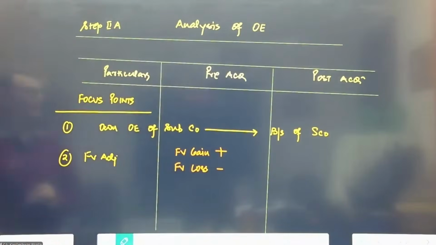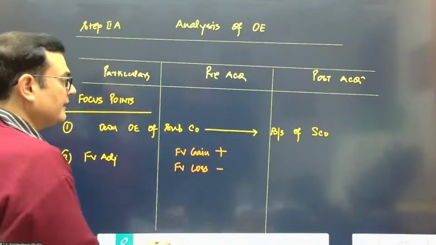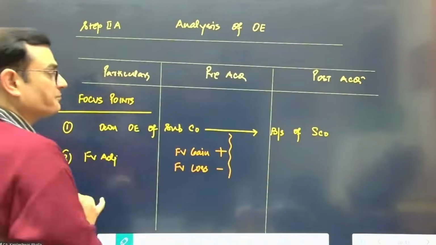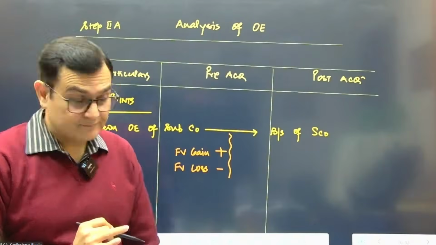Correct? So fair value increase and decrease will be taken in the pre-acquisition column out here. Now, can I say if there, yes. Can you please explain the first point once again, this one?